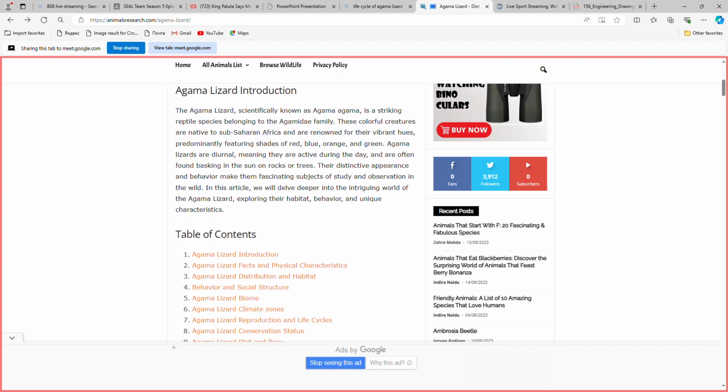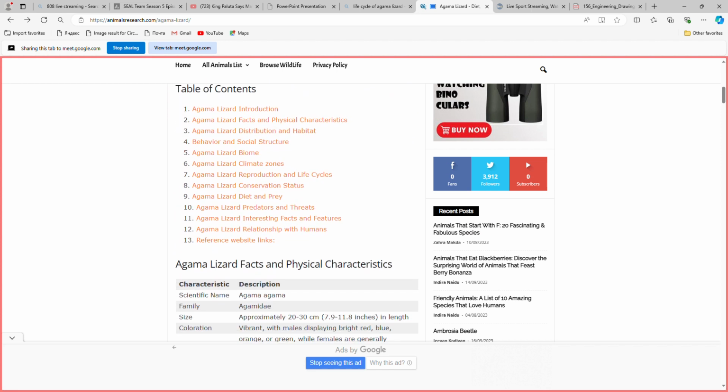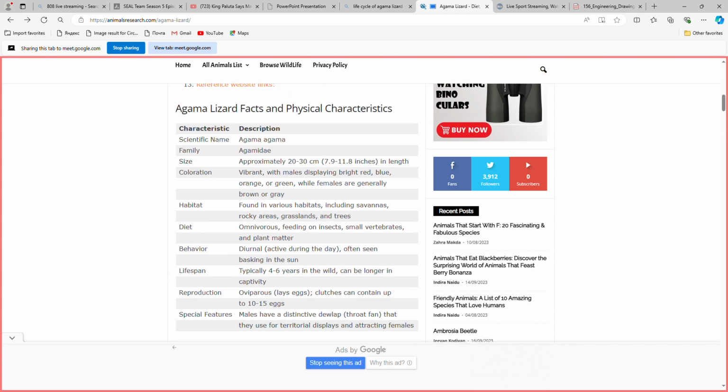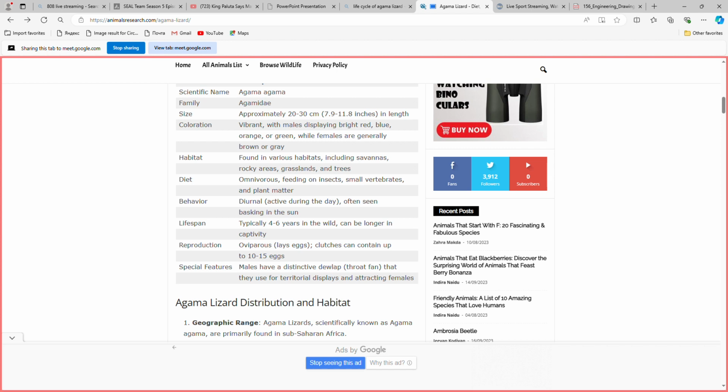So we look at how they reproduce, their diet and prey. We will look at one or two relationships. Then we will continue from there. So now, scientifically, the scientific name given to lizard is Agama, and it belongs to the family Agamidae. It belongs to the family Agamidae, and they are mostly 20 to 30 centimeters in length.